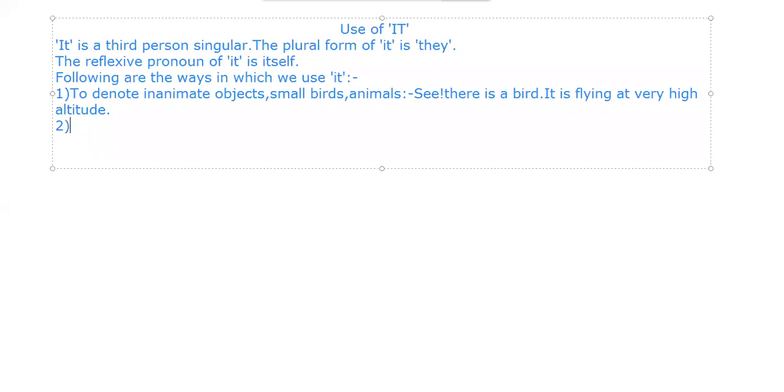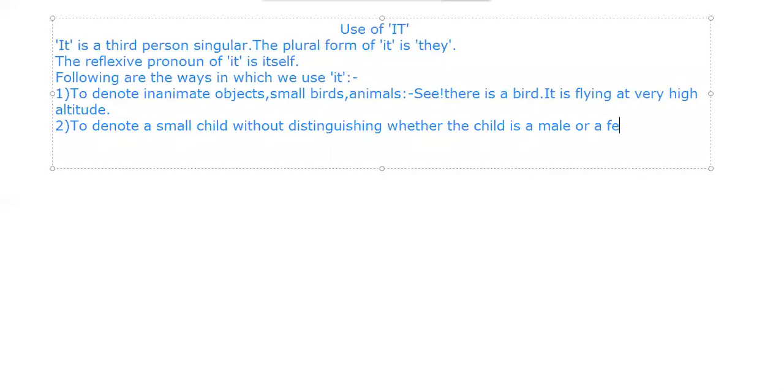What else? Where do we use it? To denote a small child without distinguishing whether the child is a male or a female. So we do not distinguish whether the child is a male or a female. So if I say it is crying, then it means some child is crying.